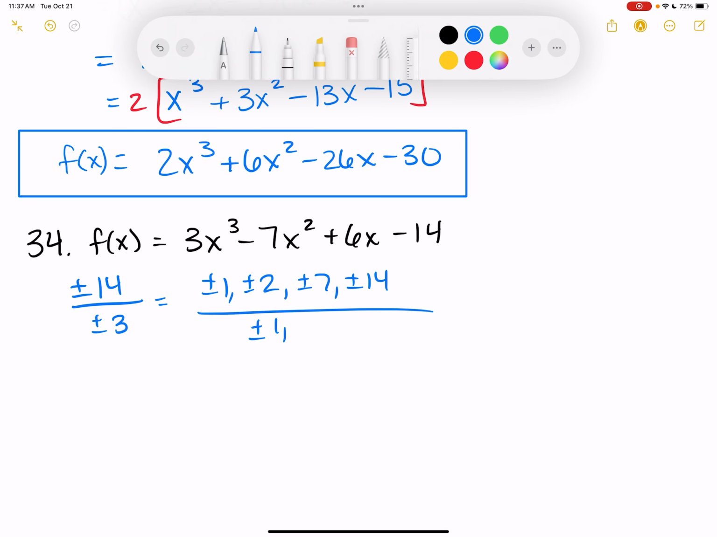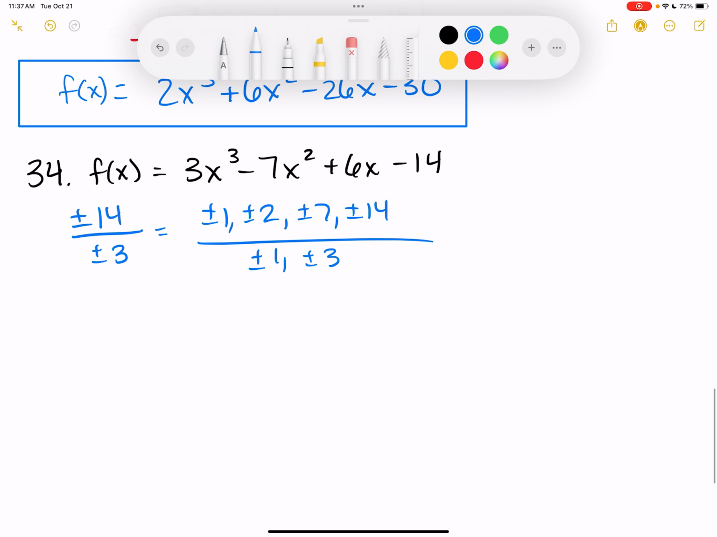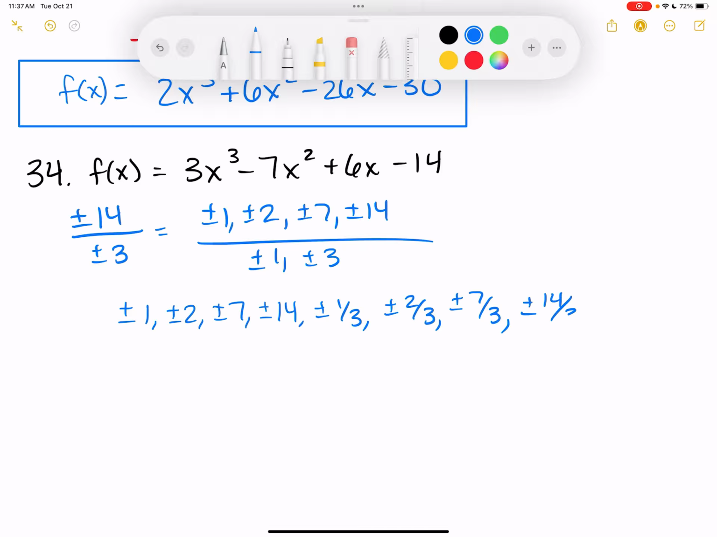So I need to write them all out. So I have 1, 2, 7, 14, and then I do them all over 3. And remember, in the event that anything reduces to something we've already written, we don't write it again. Everything only gets written once. So then we've got 1/3, 2/3, 7/3, and 14/3. And it's okay to leave them as plus or minus. You don't need to write them all out separately. These are already tedious enough. We don't need to make them even worse.